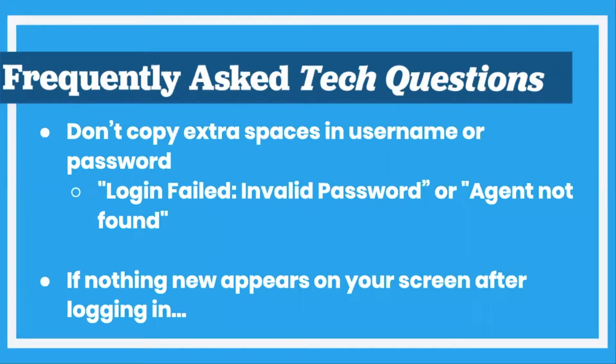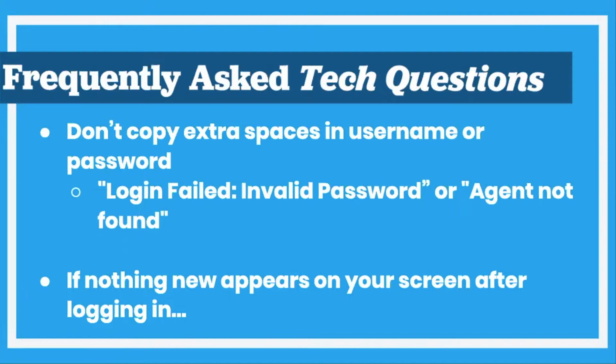Here are some frequently asked technical questions. If you see the words login failed, invalid password in red on the login screen, slow down. If you click the next button multiple times, your account will be locked. If you see the words agent not found in the login screen, it's entirely possible that you copied the agent name incorrectly. So if you see either of these, login failed, invalid password, or agent not found, it's very, very likely that you copied a little bit of extra space in either the password or the username. So make sure that you have correctly copied the password.